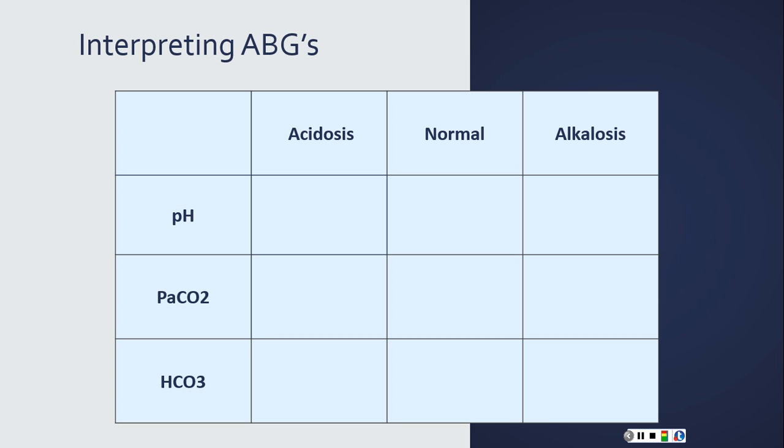Okay, so now, we've got a bicarb of 27, which is normal, we've got a check mark in the pH acidosis, CO2 acidosis. The bicarb is normal, so therefore we have what? Uncompensated respiratory acidosis. Okay, does that make sense?